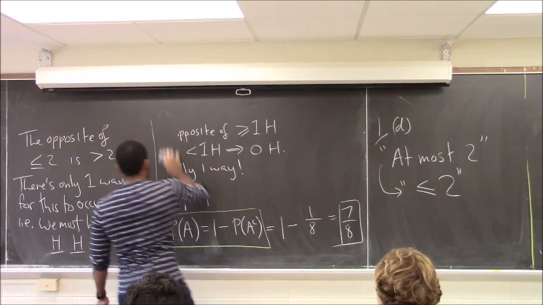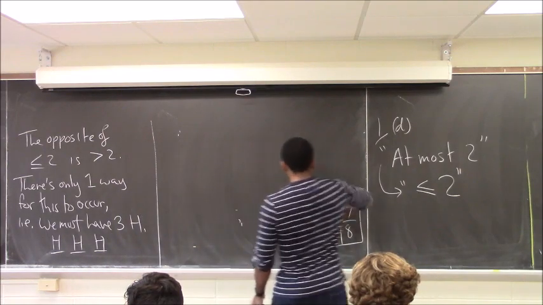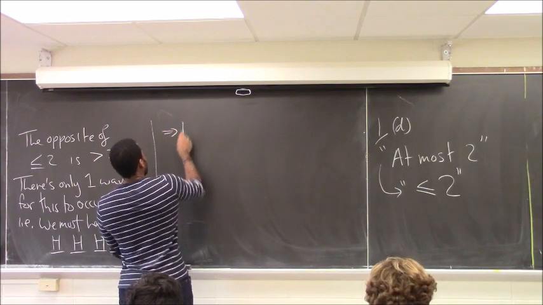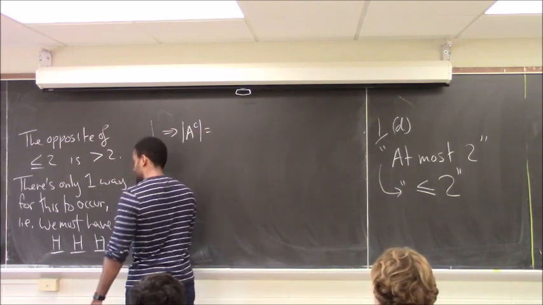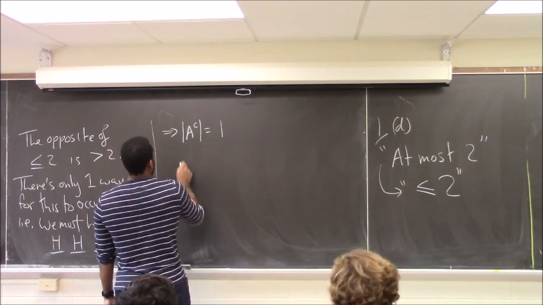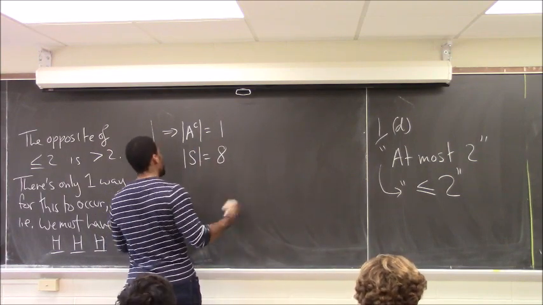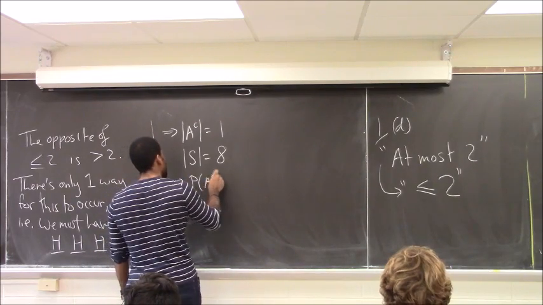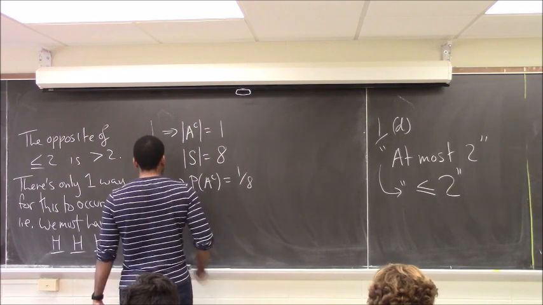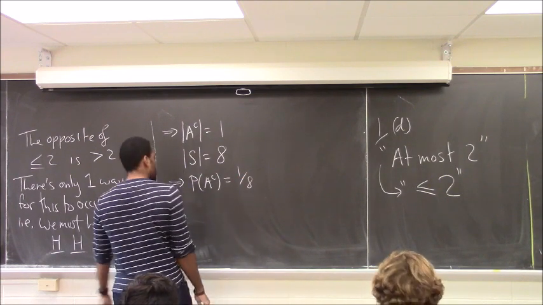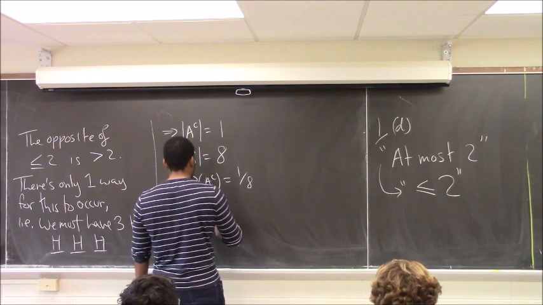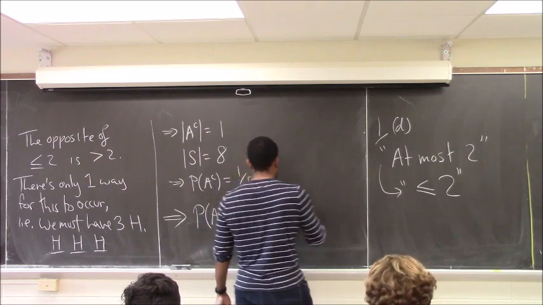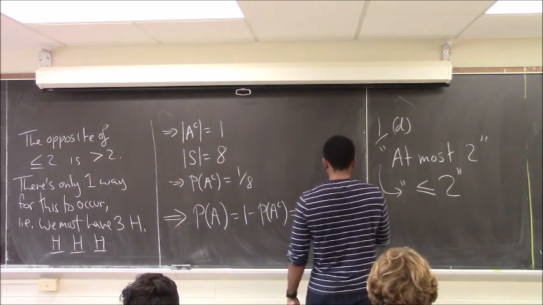So this means the size of the complement, what I don't want, is going to be 1. And the size of the sample space is 8, which we figured out by the multiplication rule. I'm not going to do that again. Which means that the probability of the complement is going to be 1 over 8. Which means that the probability of what I actually want is 1 minus the probability of what I don't want. 1 minus 1 over 8. So 7 over 8.